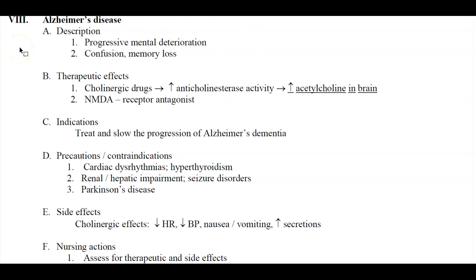NMDA receptor antagonists or N-methyl D-aspartate receptor antagonists. In Alzheimer's, the cells can produce too much glutamate, which results in excessive calcium, which can speed nerve damage. NMDA receptor antagonists prevent binding of glutamate while still allowing important signals to flow between the cells. Indications for these drugs include treating and slowing down the progression of Alzheimer's dementia.